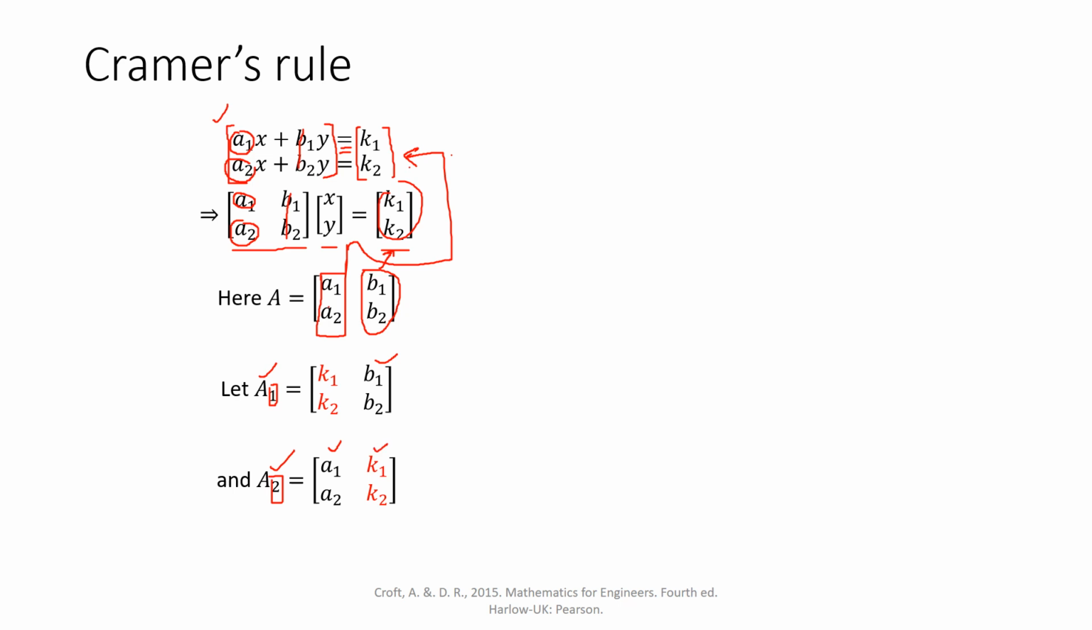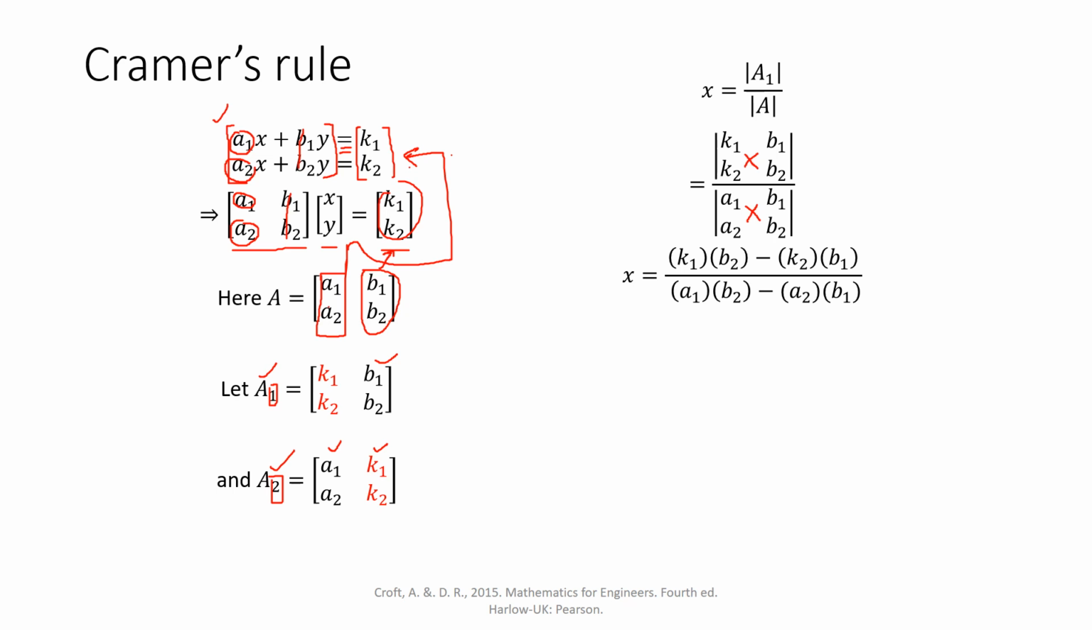Okay. Now Cramer says that the determinant of A1 divided by the determinant of A is the answer for x, and these are determinant notations, where we just replace the brackets by bars. How to solve them? Actually, we multiply these two, then minus these two multiplied, and divide. After division, that will be our answer.